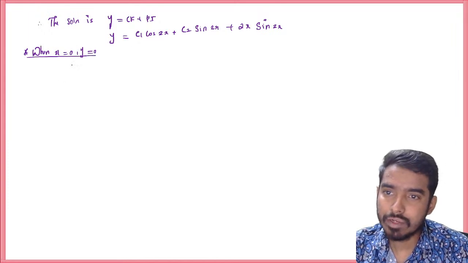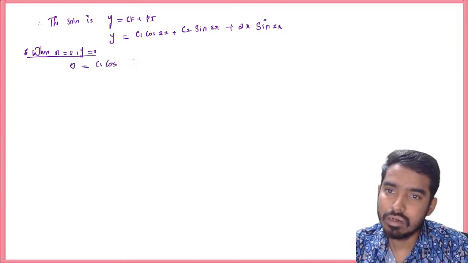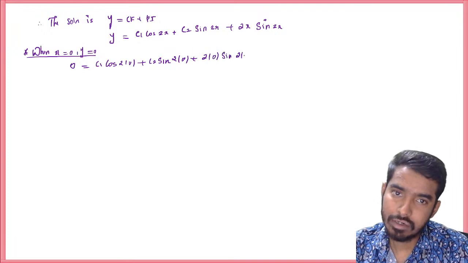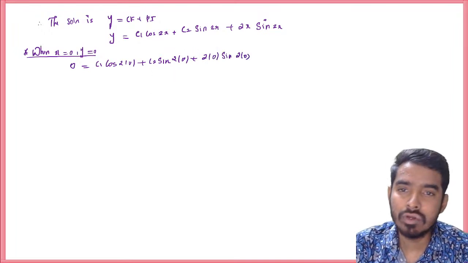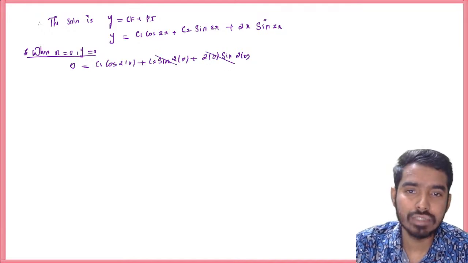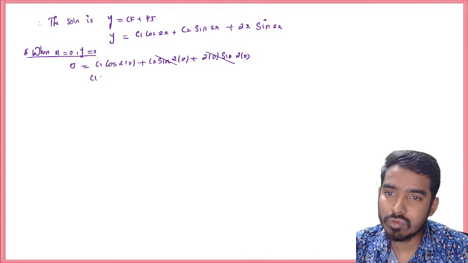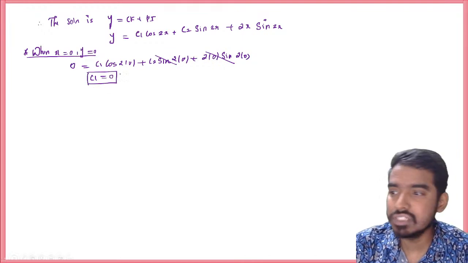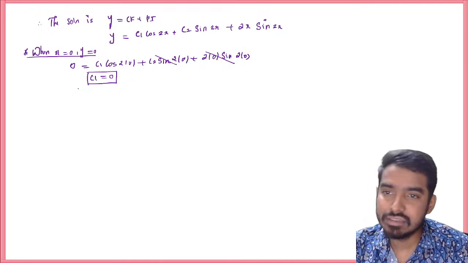So that means you put y equal to 0: c1 cos 2 into 0, plus c2 sine 2 into 0, plus 2 into 0 sine 2 into 0. I'm just putting x equal to 0. This term will be 0, this term will be 0, right? Because sine 0 is 0, and 0 into something is 0. We have cos 0 is 1, so we have c1 is equal to 0, right? Because this is c1 into 1. So c1 is 0.